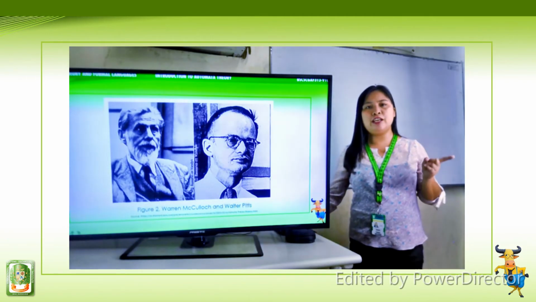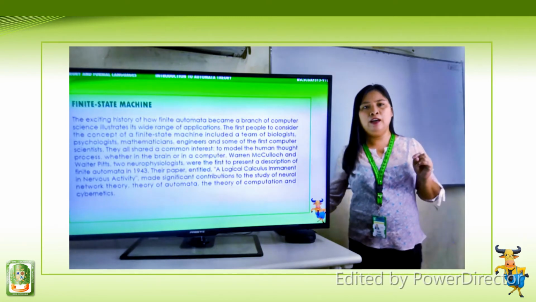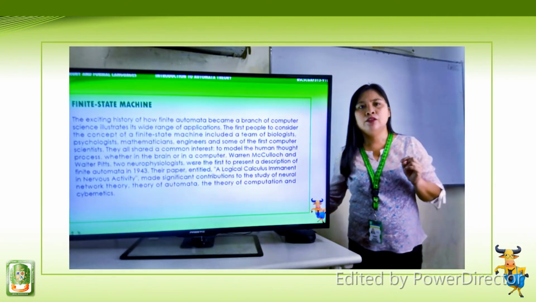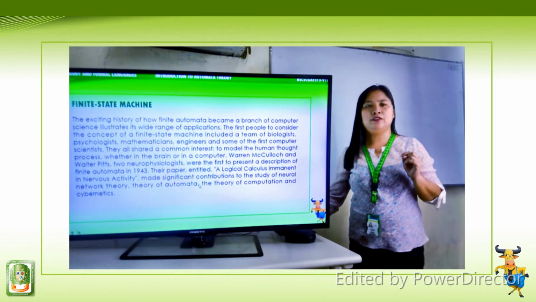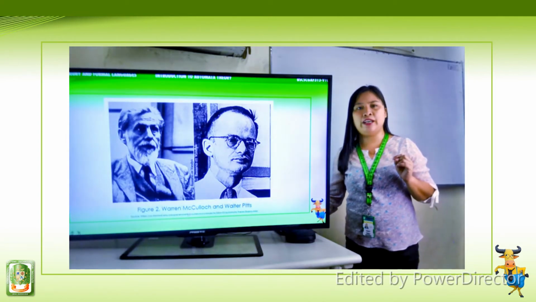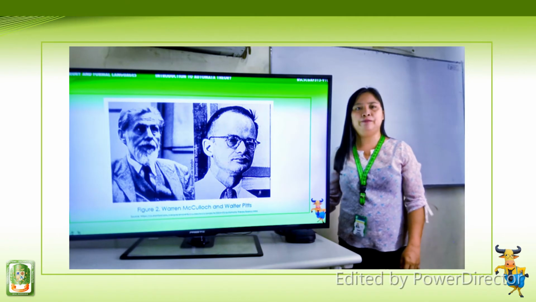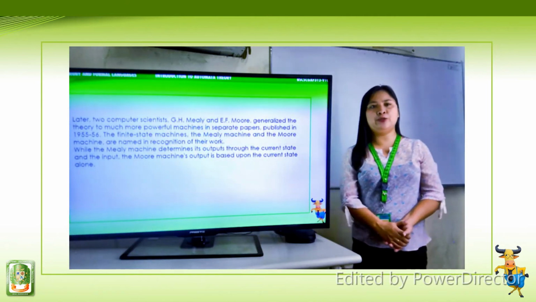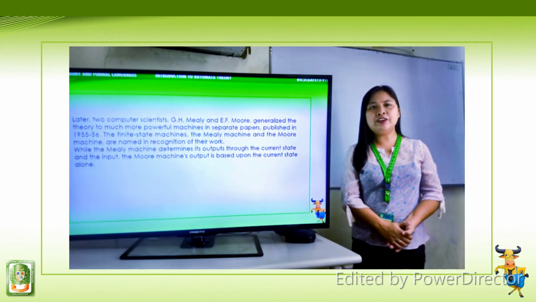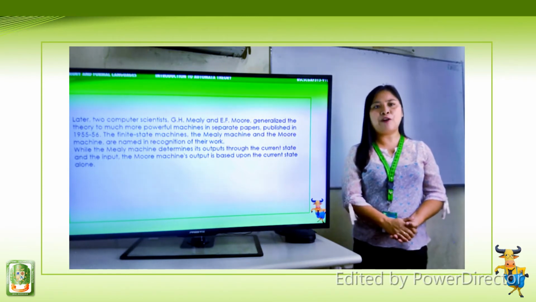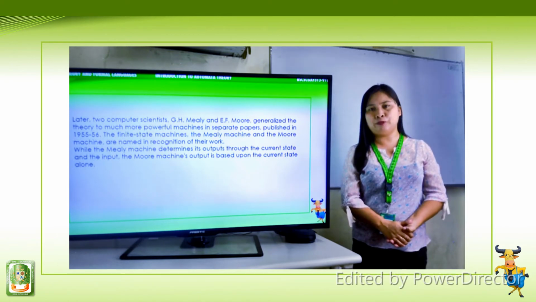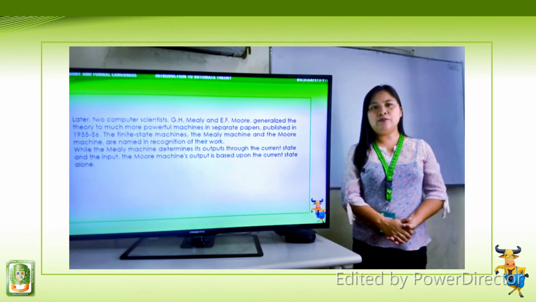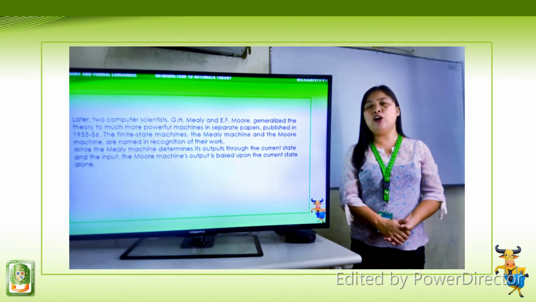Okay, so yan yung sinasabi ko na dalawang neurophysiologists, si Warren at saka si Walter. Later, two computer scientists, J.H. Mealy and E.F. Moore, generalized the theory to much more powerful machines in separate papers, published in 1955 to 1956. The finite state machines, the Mealy machine and the Moore machine, are named in recognition of their work.